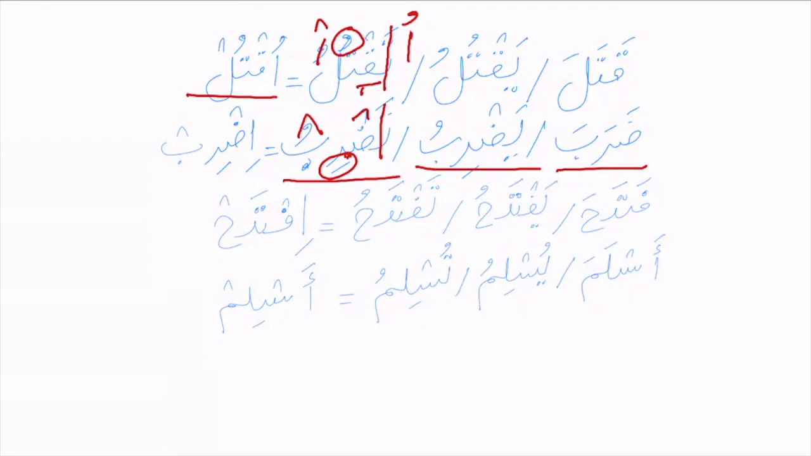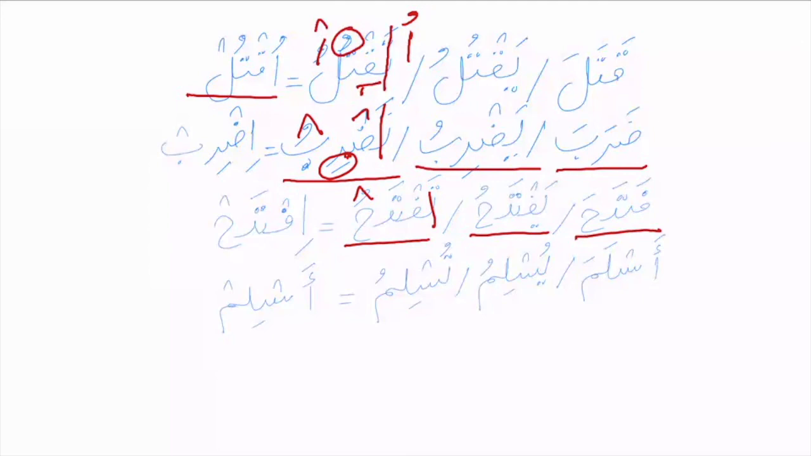Then we have another fail, fataha, and it will become yaftahu in mudariya. Then taftahu, right? And now I want to make it into a command. So I need to drop this ta. And now I cannot pronounce it, so I need a helper alif.